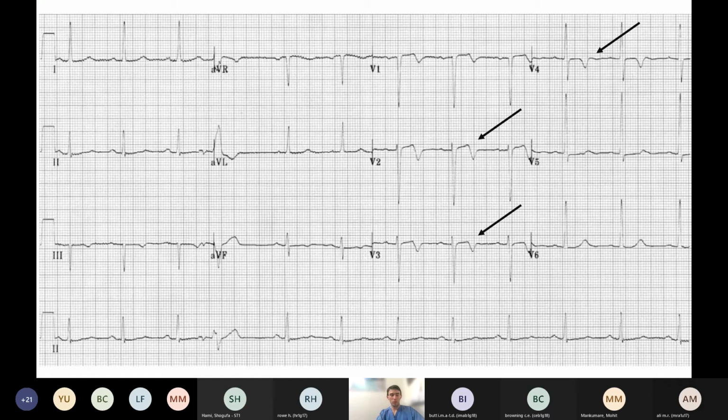Now, you may say to me, well, Alex, V2 is going down, V3 is an RSR pattern, and the T waves are now going down. They're going the same direction. Shouldn't that be normal? That is completely true. That is a very reasonable thing to say.